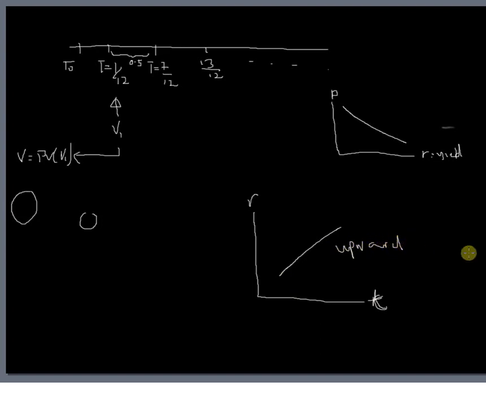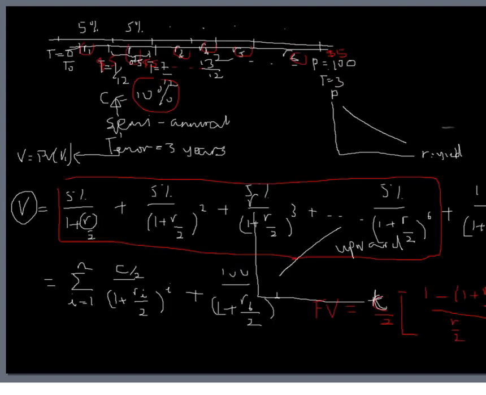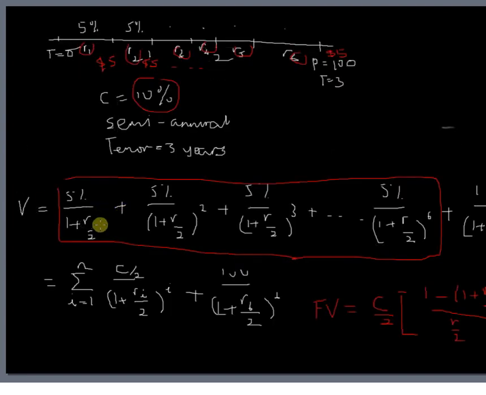There are of course certain scenarios where there's a downward sloping curve, but these are few and far between, so we shall not talk about this. So when there's an upward sloping curve, you can see that when you value the bond, all these R's shouldn't be the same.